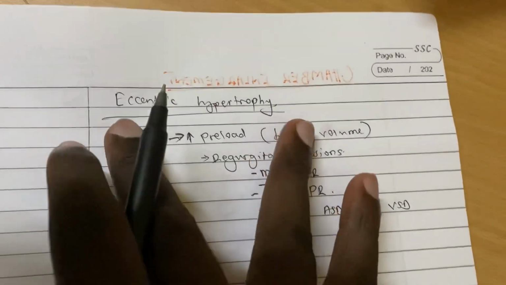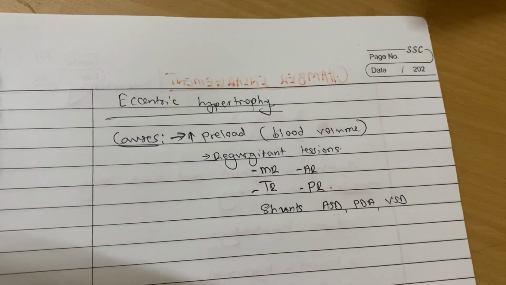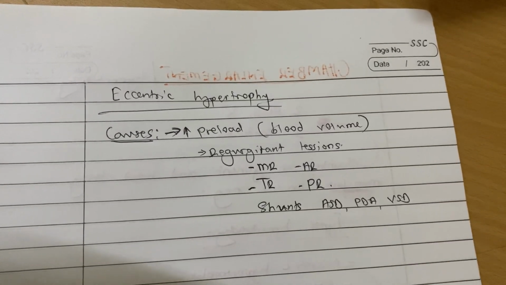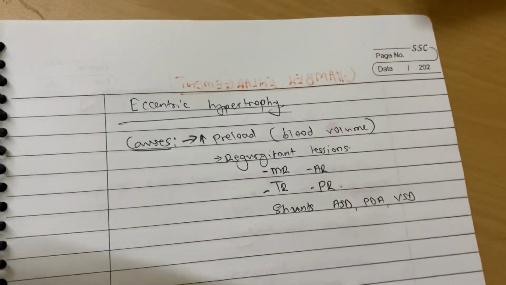So eccentric hypertrophy, remember I said in that last lecture of physiology, hypertrophy is a compensatory mechanism. It is a compensatory mechanism to something, either because of increased preload or increased afterload.